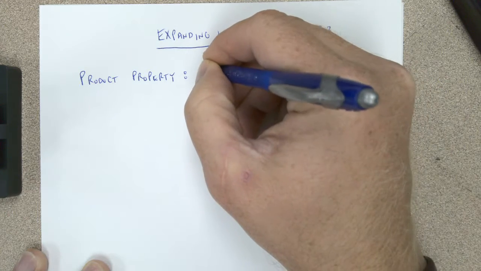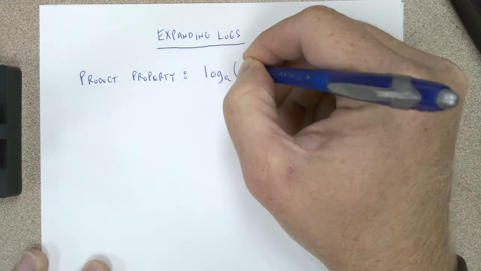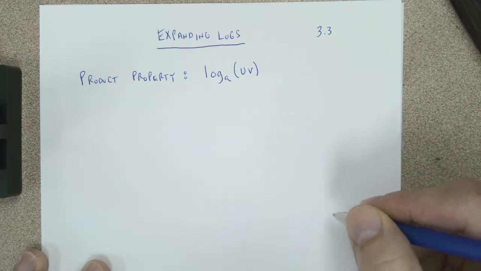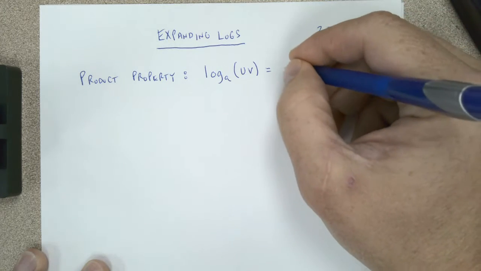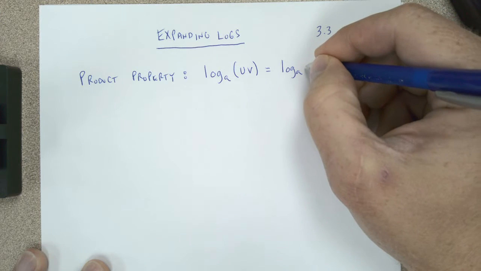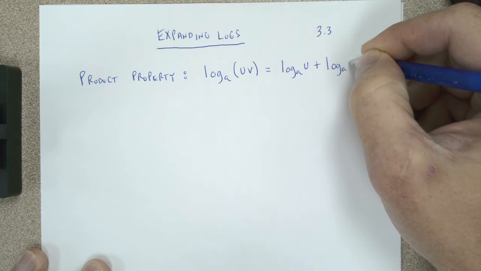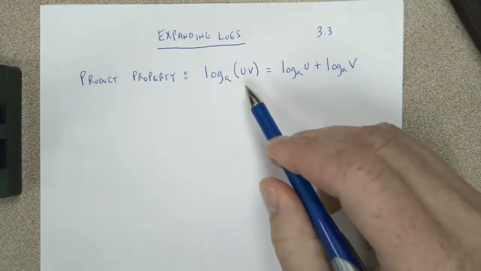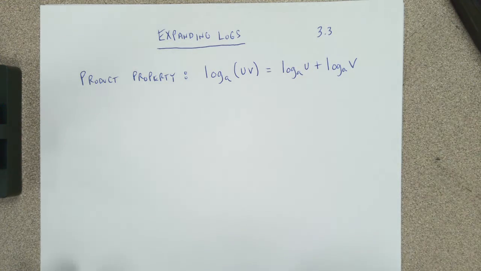It says if we have the log base A of, let's say, U times V, it just means that we can expand to the log base A of U plus the log base A of V. So basically the product we're splitting into two logs with a plus sign.